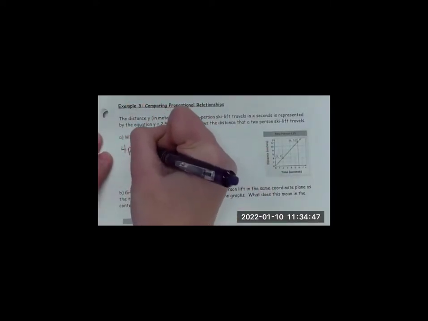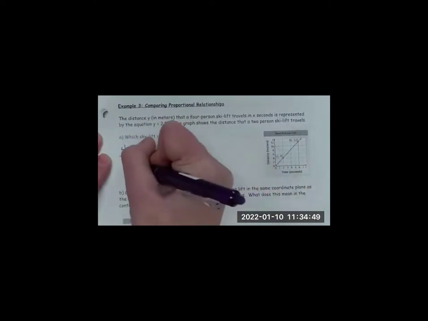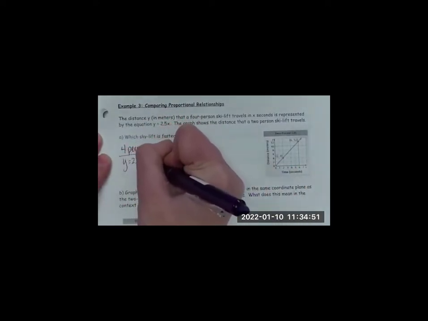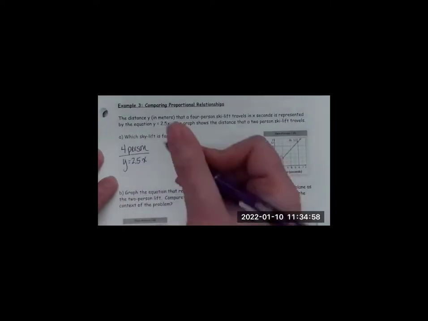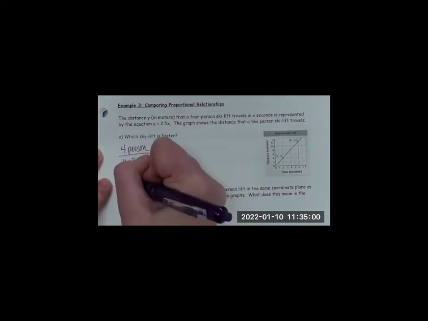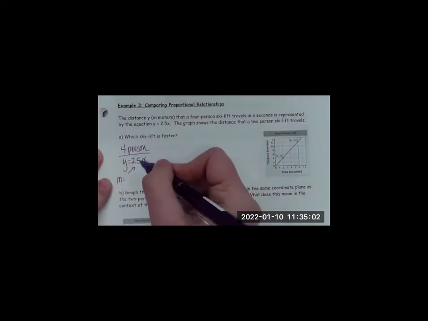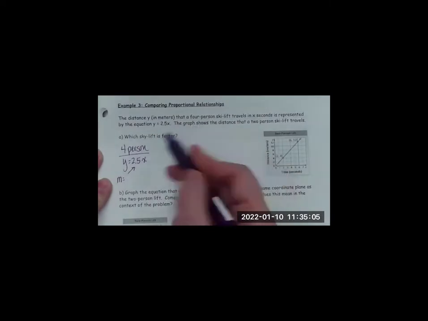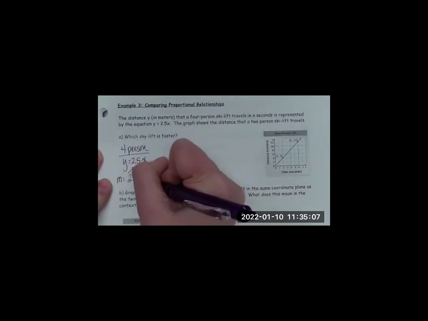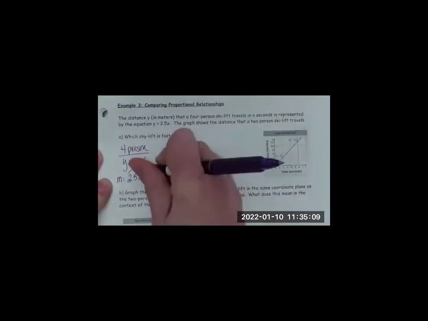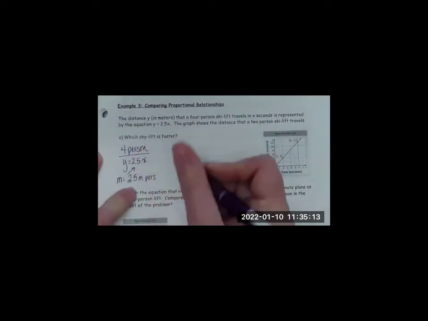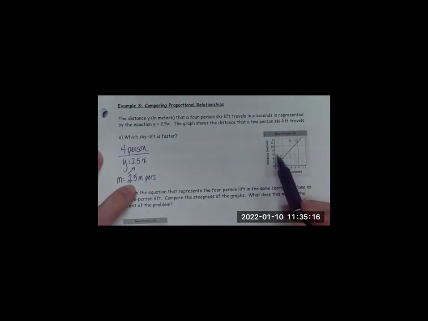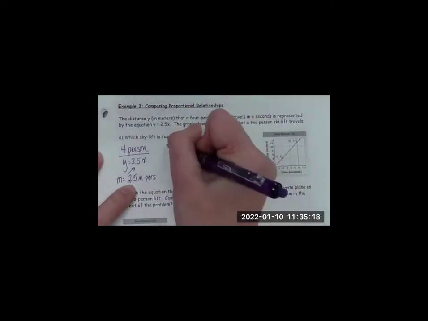So the 4-person has an equation of 2 5/10 x. And if I want to know what's faster, that means I'm going to look at the slope here. So what does this slope mean? Well, slope is m. And that means that in this case, we're traveling 2 5/10 meters per second. So now I can compare the slope here to this slope. So let's figure that out.